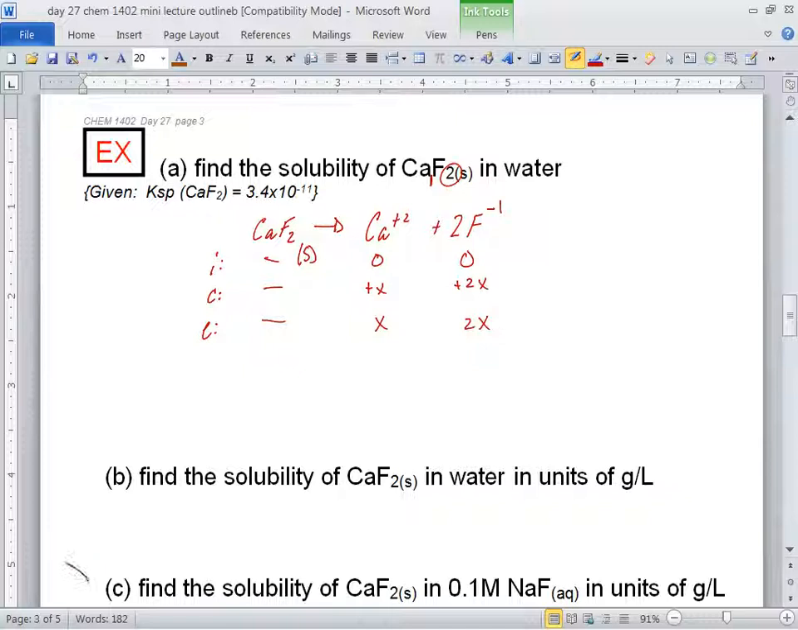Look at C. Now you've got something to put in the initial row. So realize the difference in the English of these things. When they say it's just in water, there's no initial. But when they say it's in, there's your common ion. Then you have something to put in the initial row. Anyway, let's finish this. So we've got find the solubility in water. Okay, so we've got our ice table.